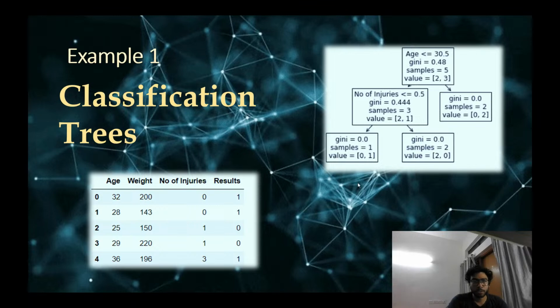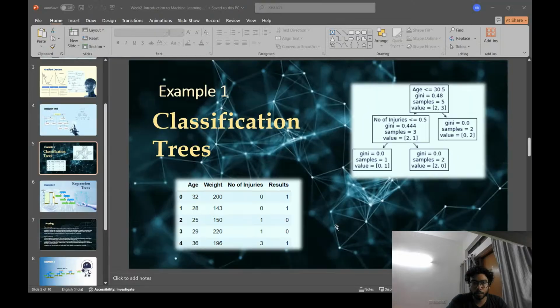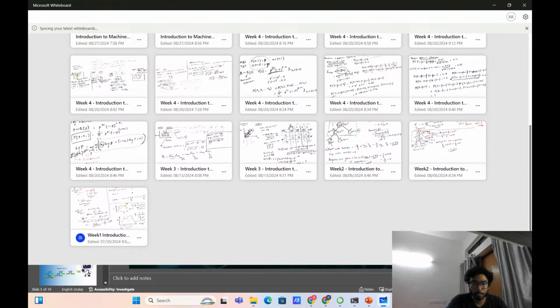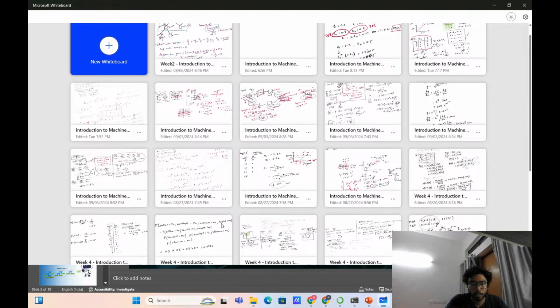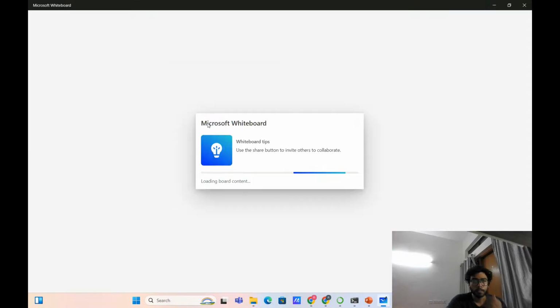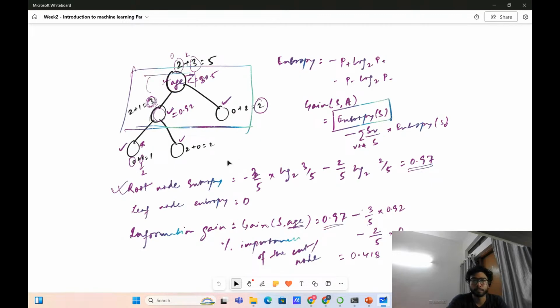Okay, so let me go back to my whiteboard and let me open this one. Okay, so this is the exact same tree that I showed in the slide. I have just redrawn it.